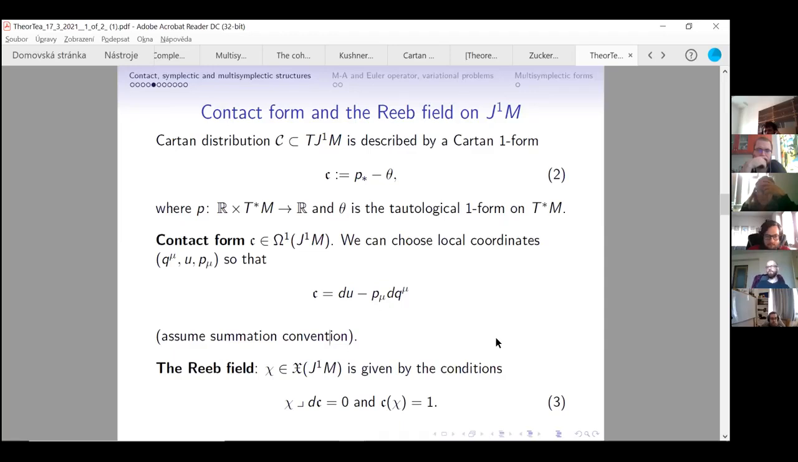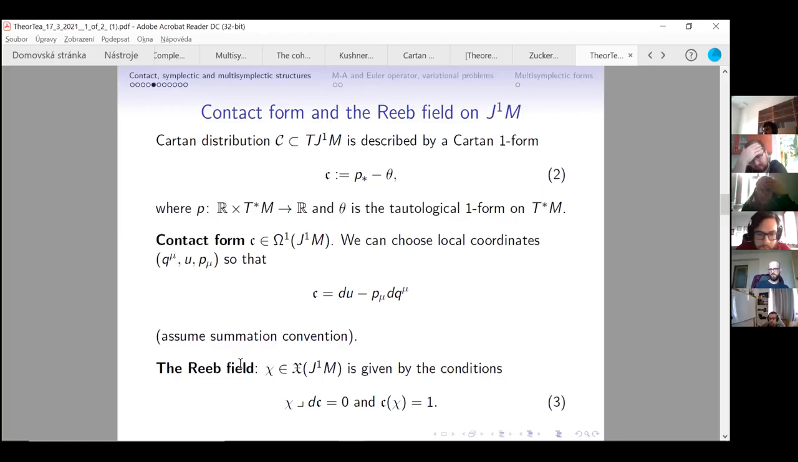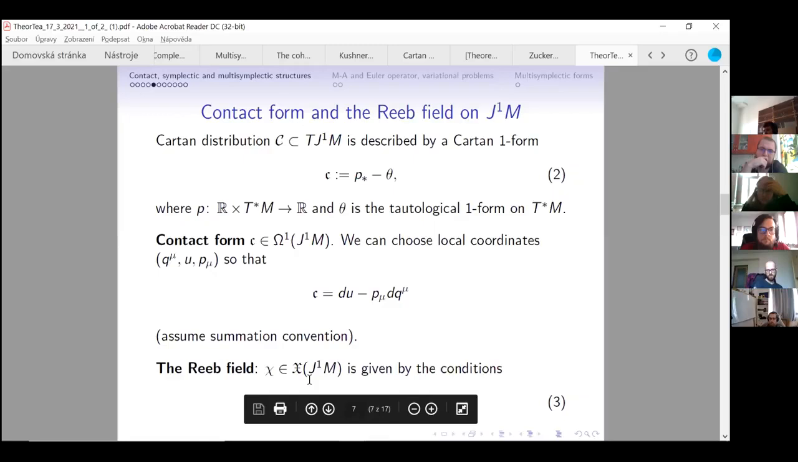So the contact distribution or Cartan distribution in the sense of J1M, yeah, this is the same thing, defines the notion of the Reeb field, which somehow describes how the distribution is living in the tangent bundle, right? And the Reeb field is given by the following conditions. Yeah, so the main condition is the first one, right? That it's in the kernel of the exterior derivative of C. The second condition is just some normalization condition, which enables us to work with the Reeb field in a nice coordinate form, the most simple one. Yeah. So this is a one-dimensional subbundle spanned by this kernel of DC, described by this Reeb field. Okay.